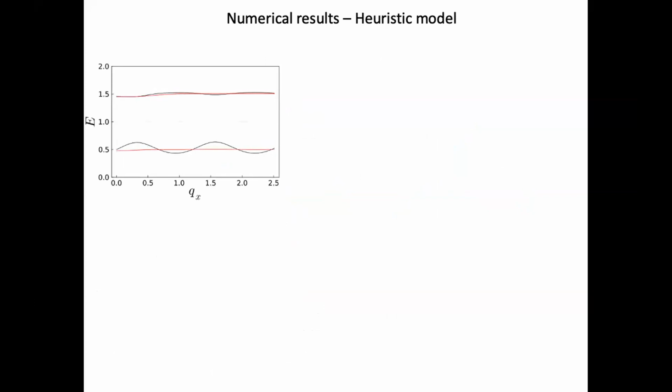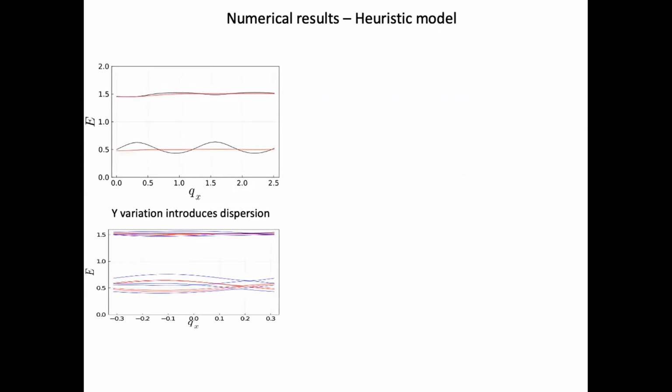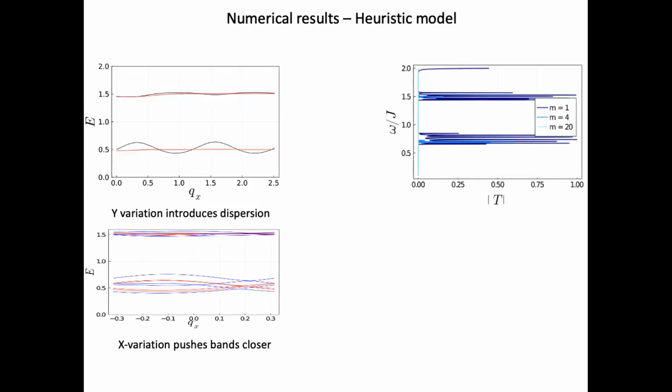So let's first look at the spectra. If you have a constant magnetic field, you have flat Landau levels. Now, as soon as you introduce dispersion along Y, you see that these Landau levels become dispersive. If you further introduce dispersion also along the X direction, these dispersive Landau levels are pushed closer together. So now let's see the transmission spectra. So over here, you can see the transmission amplitude for various values of modulation along Y.